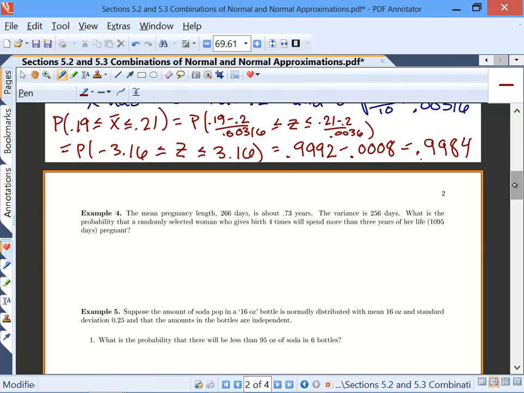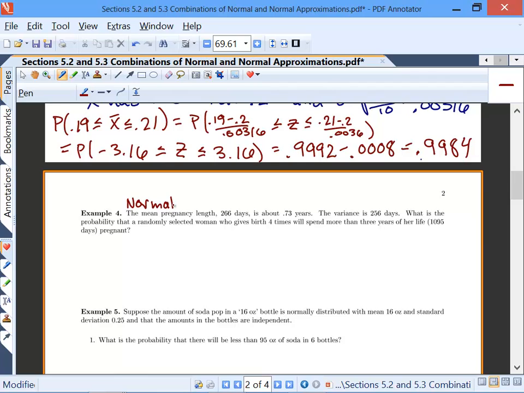So let's try a few more examples of our linear combinations. The mean pregnancy length, 266 days, is about 0.73 years. The variance is 256 days. What is the probability that a randomly selected woman who gives birth 4 times will spend more than 3 years of her life pregnant? And again, we forgot to say here that it was normally distributed.